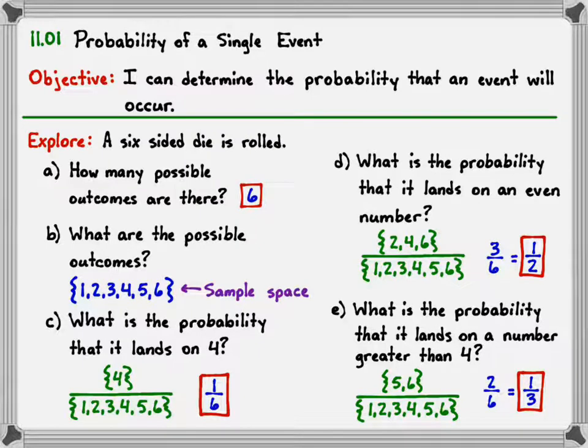So that's kind of an exploring type of thing. Hopefully that's pretty straightforward. But I just want you to make sure that you're using the notation that we're talking about here, using the set notation is what it's called. Let's go ahead and go on to the actual definition of probability.